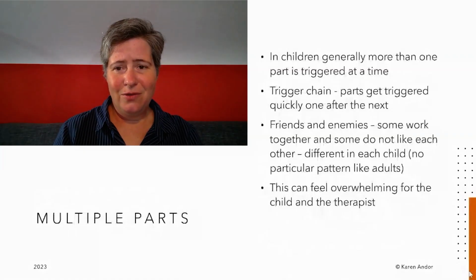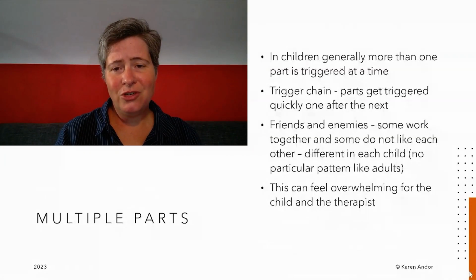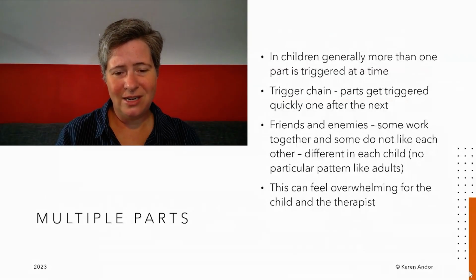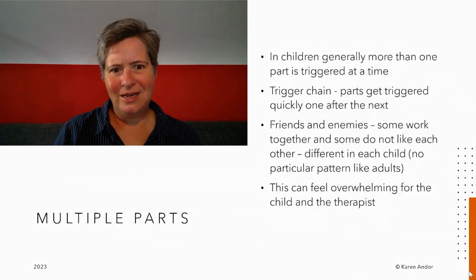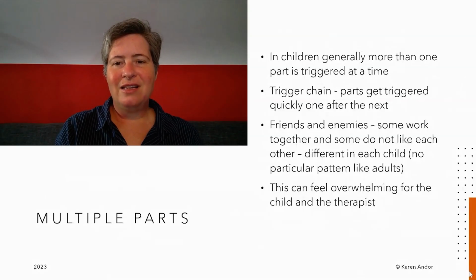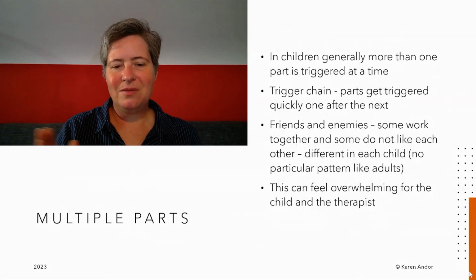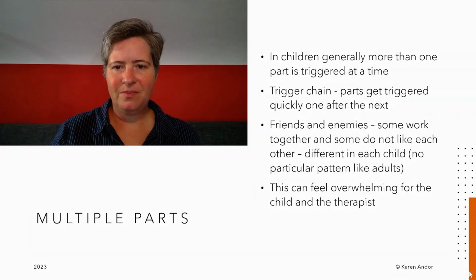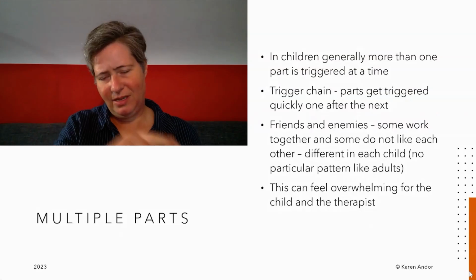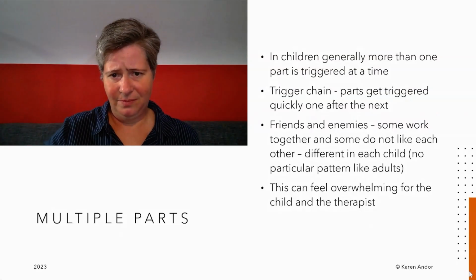Another thing to look for are multiple parts. So generally what I find with children is you get quite a lot of parts triggered at one time. And I hope in the previous module that was clear to you when I spoke about multiple parts coming in all together. And in the case of Cameron and Marianne, you could see the switches between parts. So those are those trigger chains where they keep switching between each other.